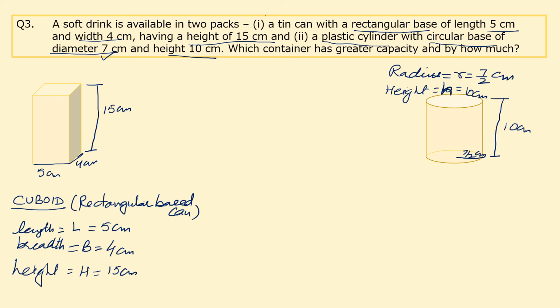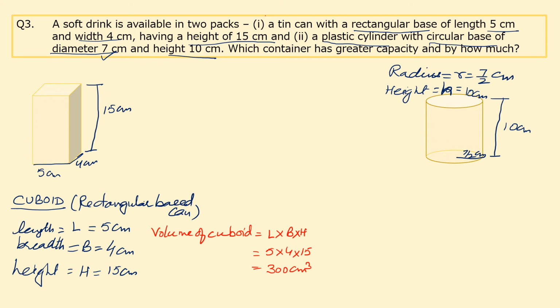सबसे पहले हम लोग निकालते हैं cuboid की. So its volume is, volume of cuboid is equal to length multiplied by breadth multiplied by height. So length is 5, breadth is 4 and height is 15. 5 4s are 20, 20 into 15 is 300. So its volume is 300 centimeter cube.